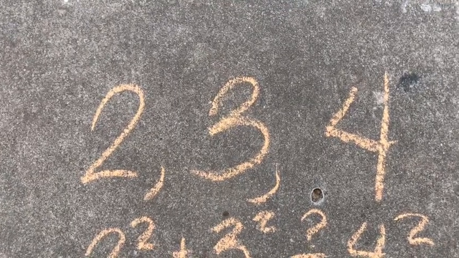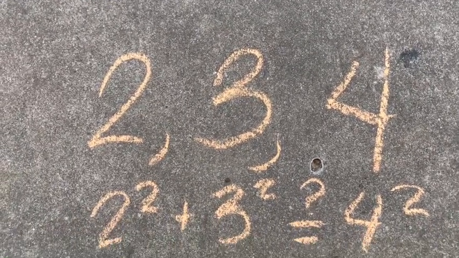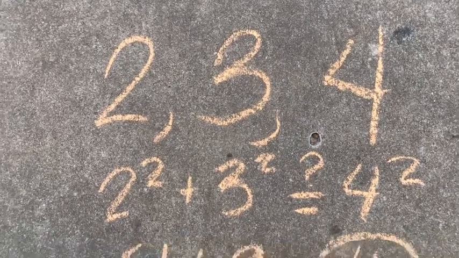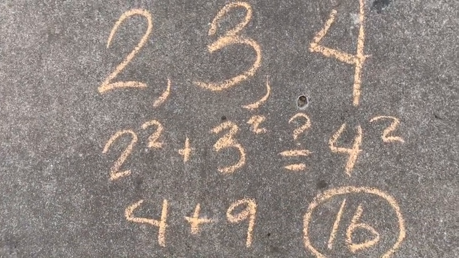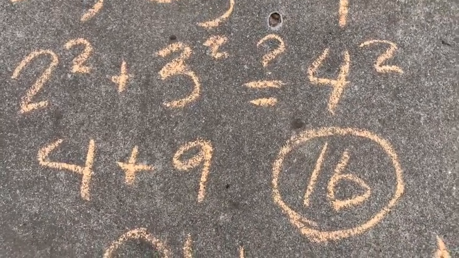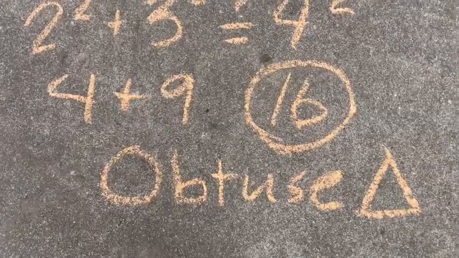All right, now let's look at 2, 3, and 4. And 2 plus 3 is greater than 4, so we can continue. 2 squared plus 3 squared, we want to see how that compares with 4 squared. So we've got 4 plus 9 and 16. And since 16 is greater than 4 plus 9, then it's an obtuse triangle.